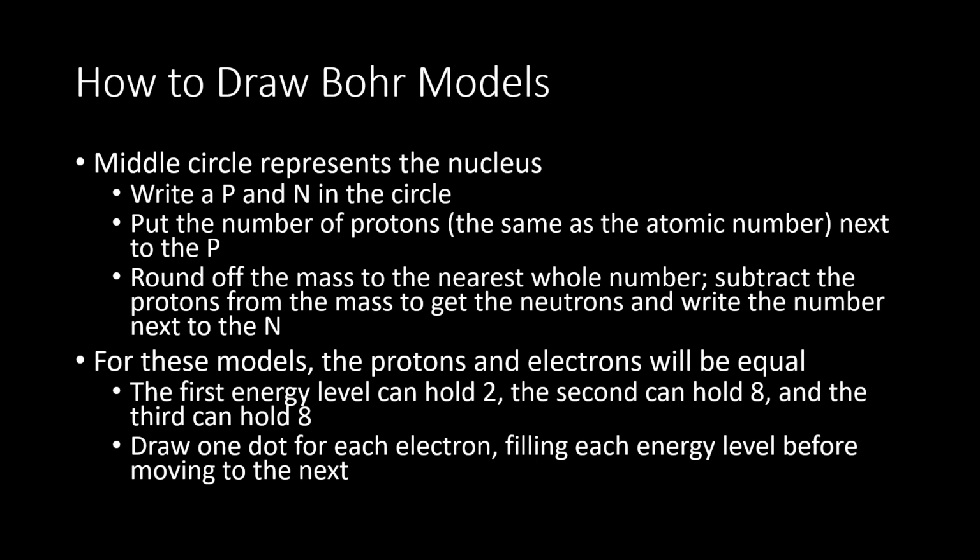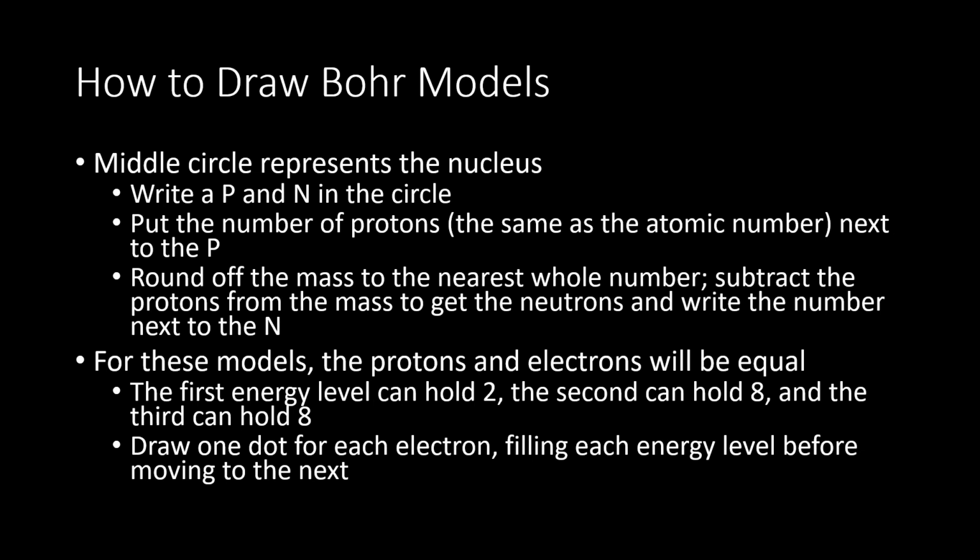When we create a Bohr model, we start out by drawing circles. Now, some people use a circle to represent the nucleus, and some people don't. For my class, I like to use the circle to represent the nucleus just because it makes it easier to see where to put things, but other people prefer to have one circle to represent protons and a different circle to represent neutrons. But for my purposes, I like to do a circle in the middle with a P for the number of protons, which is always going to be the same as the atomic number, and an N for the number of neutrons, which is going to be the mass minus the number of protons.